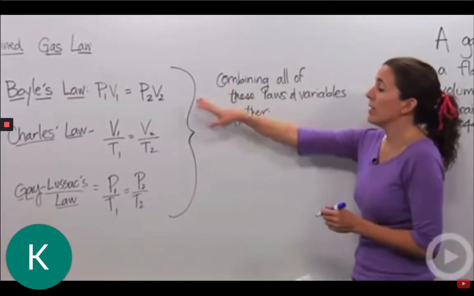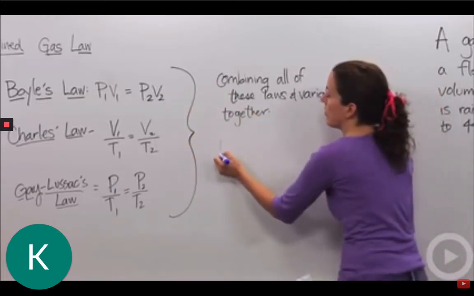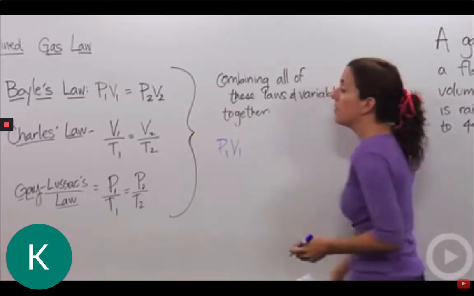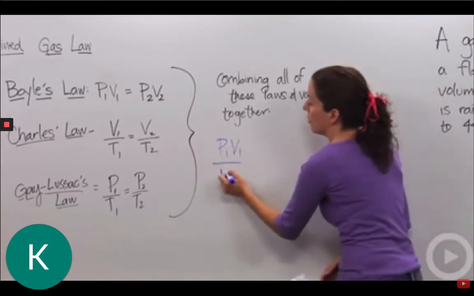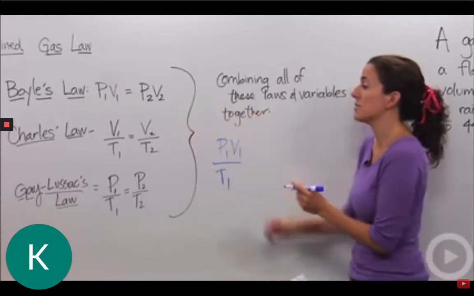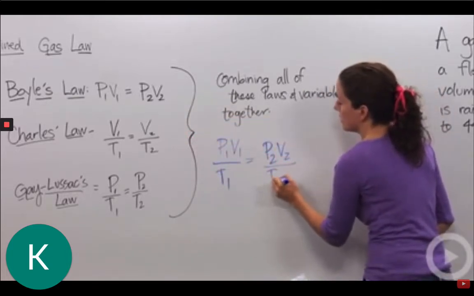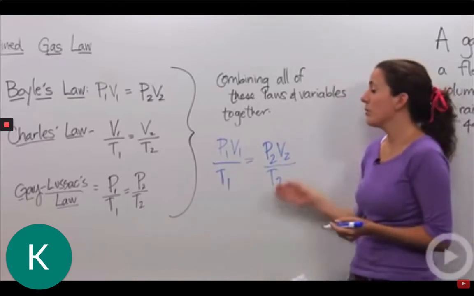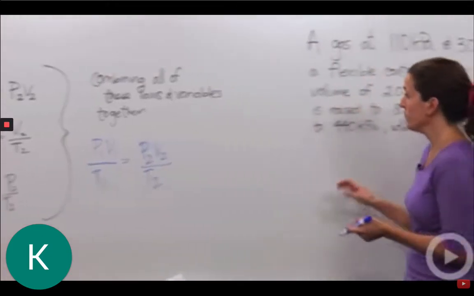Okay, if you notice in these 3 gas laws, the pressure and volume are always on the numerator. So we're going to keep them on the numerator, P1, V1. And notice that temperature is in the denominator over T1. So all these things are just squished into one. And then P2, V2 over T2. Okay, so this is what we're going to call the combined gas law. So let's actually go over an example and do one together.